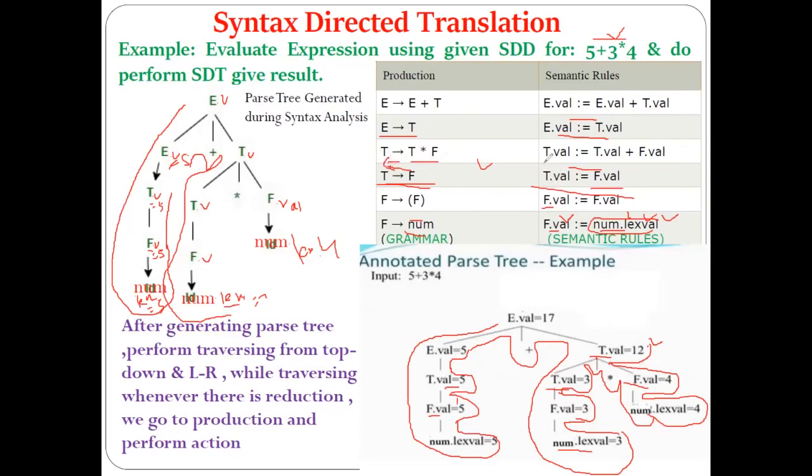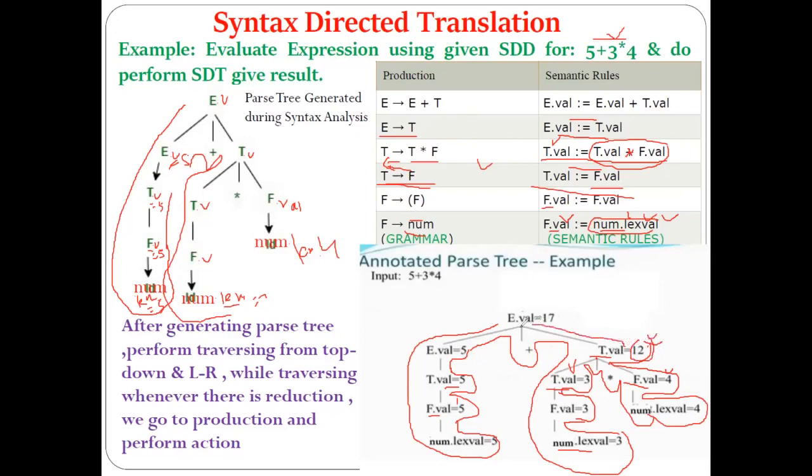That is the reason. And what is the semantic rule for this? This one. To get the t dot val, you have to perform this: t dot val equals t into f. Here it should be the into. So if you want to get the value of this t dot val, then you have to do the multiplication of t dot val into the f dot val, meaning multiplication of this t dot val and this f dot val. If you do the multiplication, you will get the result as 12. That is the reason you have got 12 here. Then again, you go on.